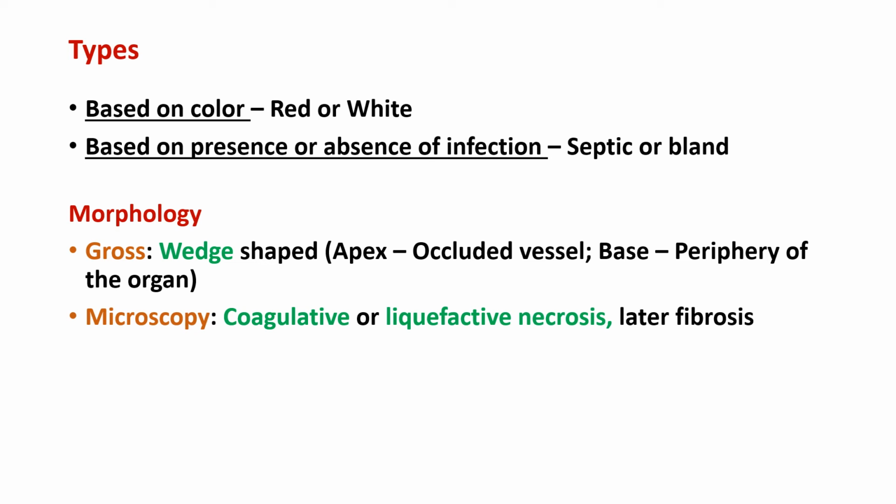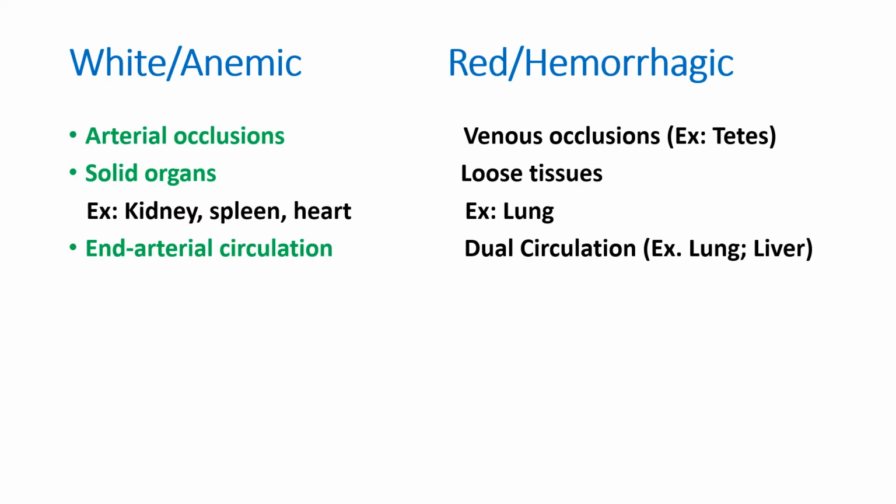So at the site of the apex, you will find an occluded blood vessel and the base usually towards the periphery of the organ. And in microscopy, everywhere ischemia leads to coagulative necrosis except in brain. So within the brain or spinal cord, you will come across liquefactive necrosis, and necrosis is followed by reparative mechanisms like fibrosis. So this is how we differentiate white infarcts from red infarcts. White are also known as anemic infarcts, red are also known as hemorrhagic infarcts.